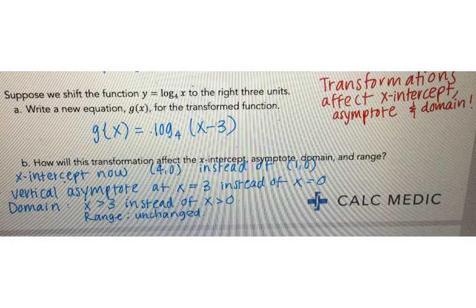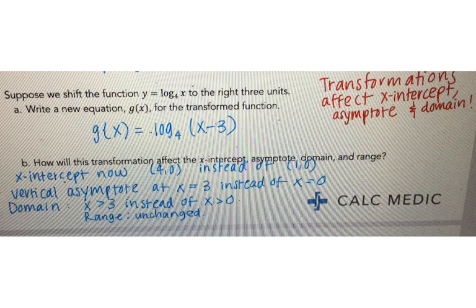Let's just go ahead and look at 5 together. Hopefully you are good at answering this first one. If I started with my parent function being y equals log base 4 of x, and I want to move it right 3 units. Shifting right would affect the x's. The x's are on the inside of the function, and they do the opposite from what you think they should do. So if I need to go right 3, I need to subtract 3 on the inside. Hopefully that makes sense. And then how does this transformation affect the x-intercept, the asymptote, the domain, and the range?